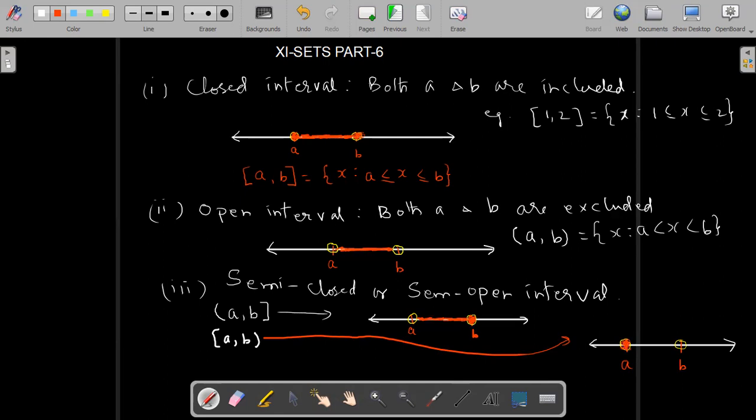And this part. This is our representation. Okay, so I think you got it. So these are the ways of representing the interval.